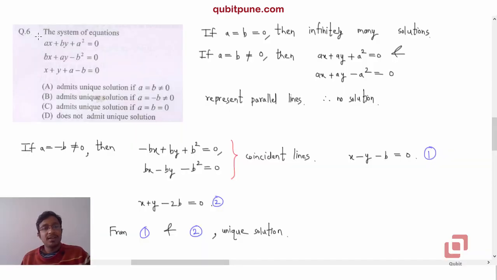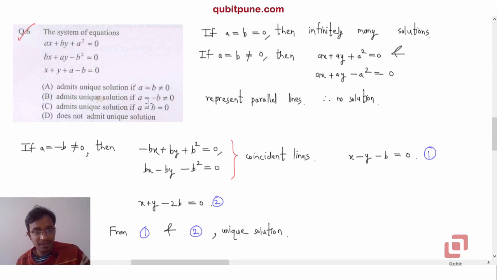Question number 6 is again based on linear algebra, but this time it is based on the system of linear equations and not the eigenvalues. So the question is, the system of equations ax + by + a² = 0, bx + ay − b² = 0, and x + y + a − b = 0 admits a unique solution if a is equal to b, both are non-zero.